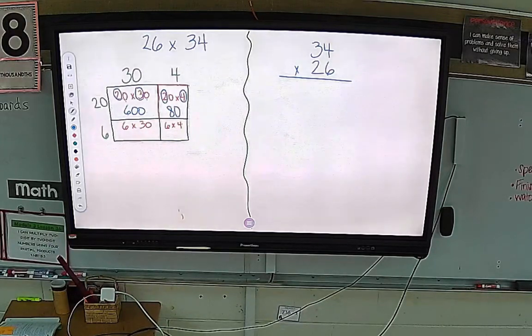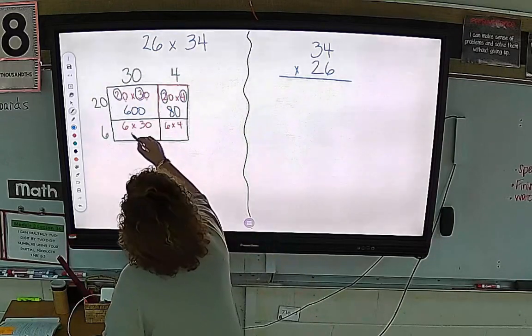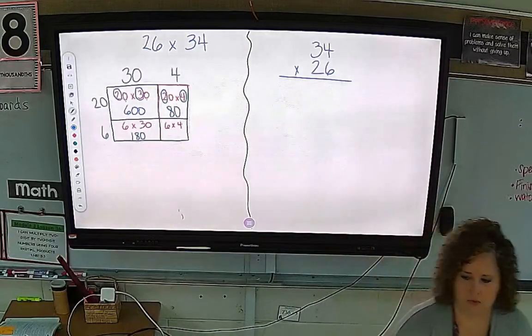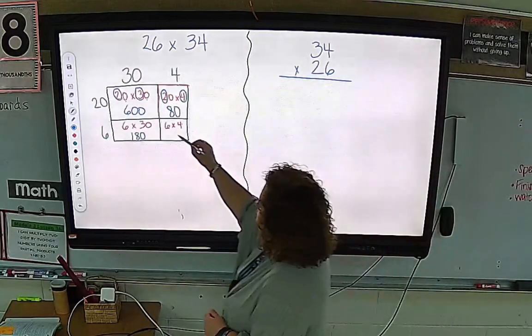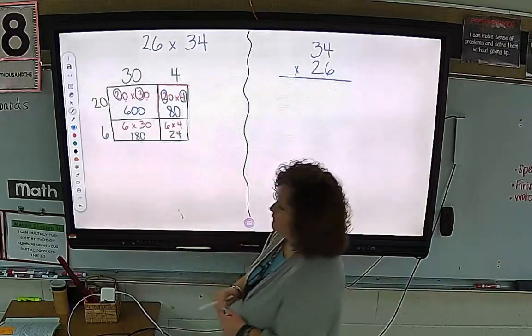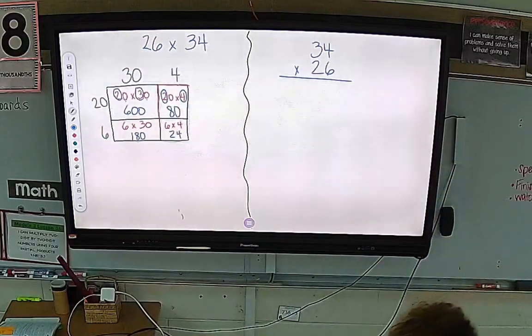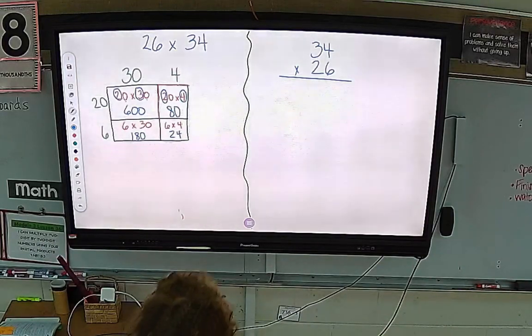What's the next problem we're going to need? It's 6 times 30. What's that answer going to be? 180. Yeah, 6 times 3 is 18, plus the 0. Okay, 180. What about 6 times 4, everybody? 24. Okay. What have we got to do with all those pieces now? Add them up.